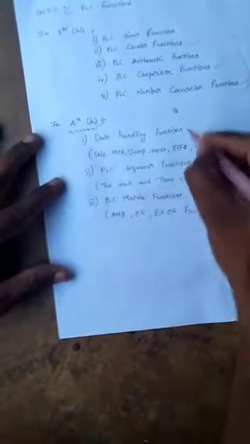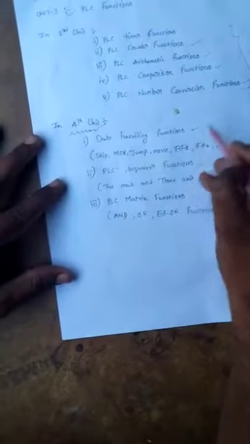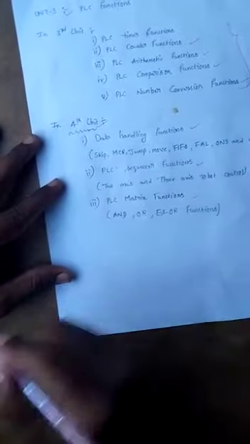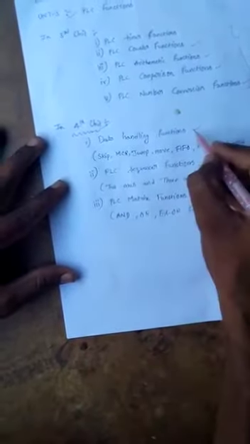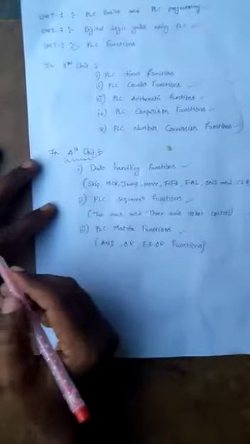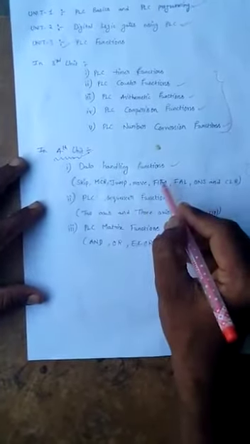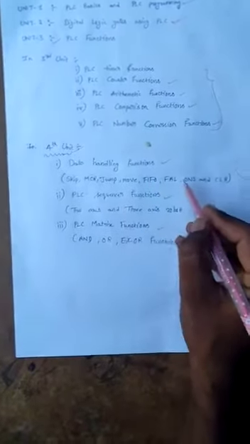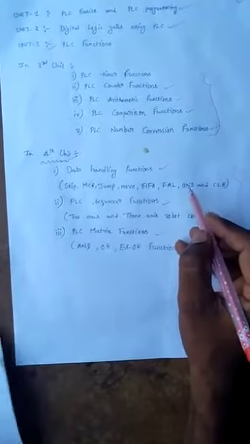Unit 4 comprises 3 functions. What are those 3 functions? Data handling functions, PLC sequencer functions, and PLC matrix functions. The data handling functions are the skip function, master control relay function, jump function, move function, FIFO (first input first output) function, FAL (file arithmetic logic) function, ONS (one shot) function, and CLR (clear) function.